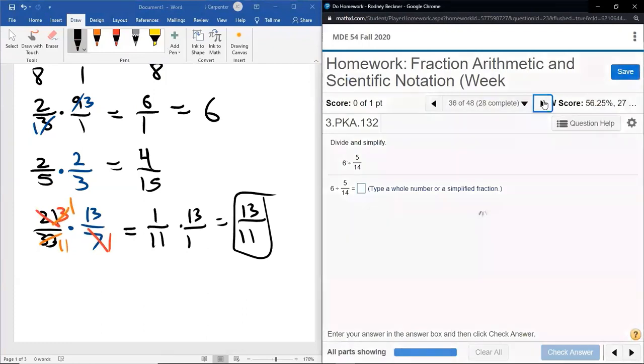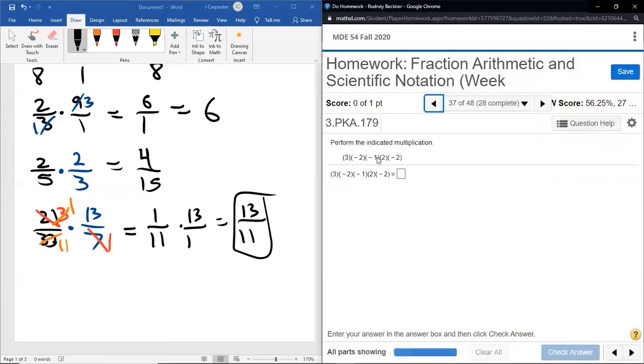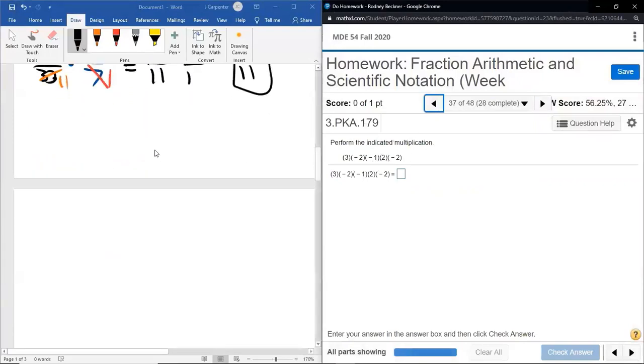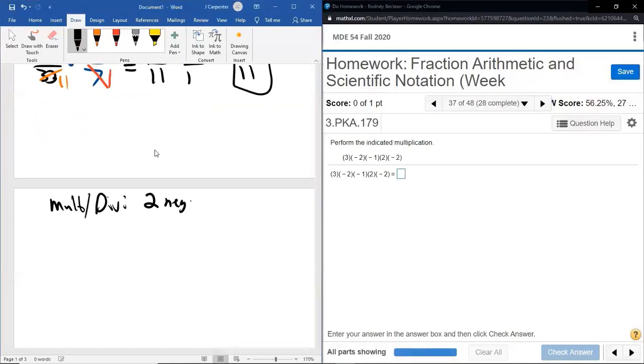Right, so we're going to skip that one. This is just a random problem in here, just as a reminder of the signed arithmetic. Remember that with multiplying and dividing, 2 wrongs make a right is what some people like to say. It's that 2 negatives make a positive.